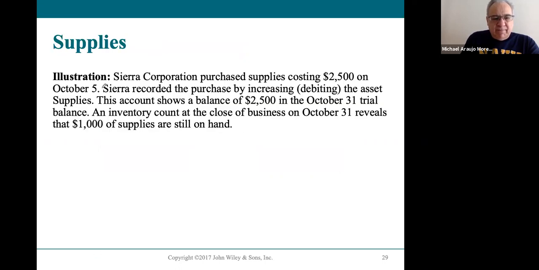So let's look at each one. First is supplies. Supplies are purchased usually in bulk, but they're used up quite quickly. Sierra Corporation bought $2,500 of supplies at the beginning of October, which is great. At the end of October, so the period is a month here, they look and they only have $1,000 of supplies left. On hand means left over, what they still have. So if you started with $2,500 of supplies at the beginning of October, and you ended October with only $1,000 of supplies, you've used $1,500 of supplies.